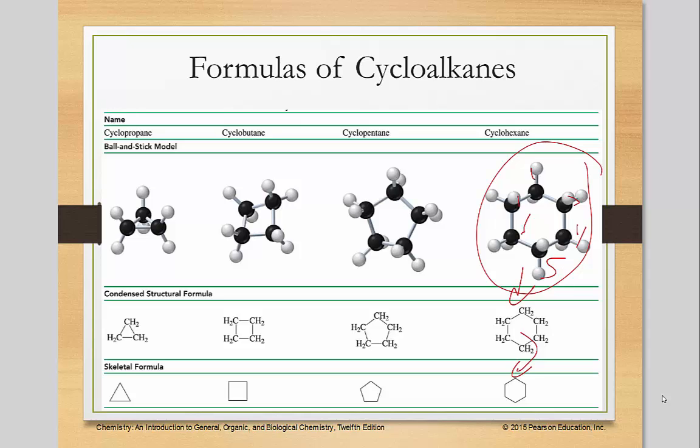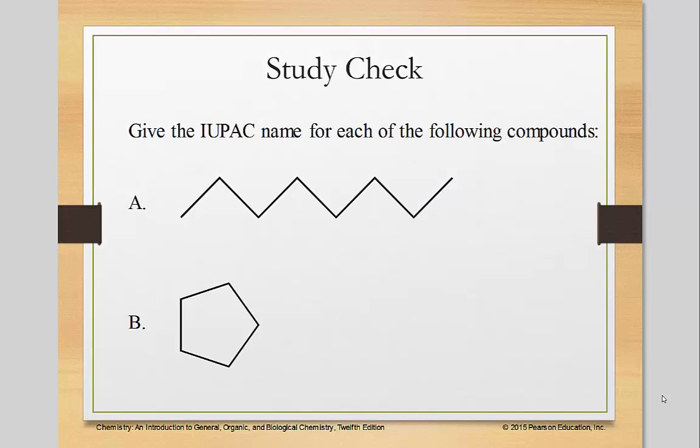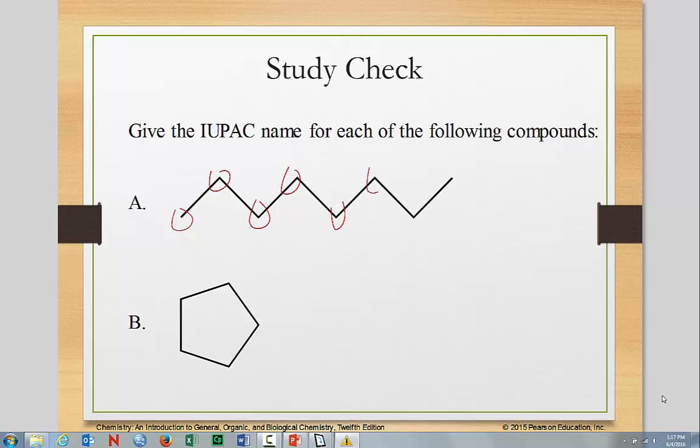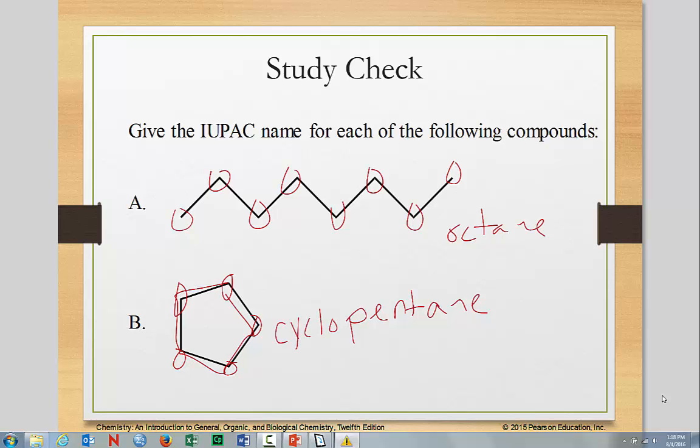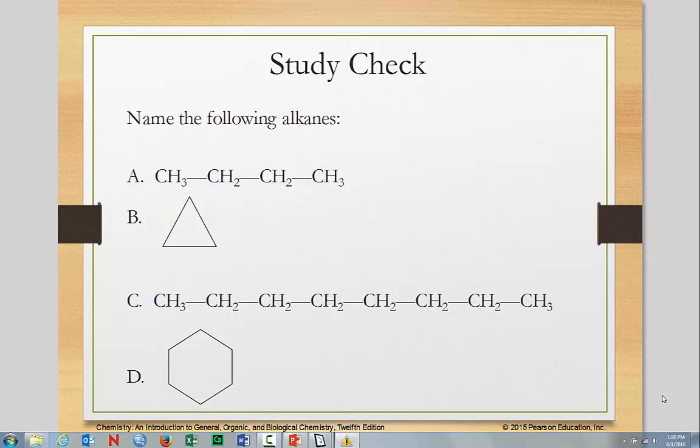So let's do a review of just naming. IUPAC of these. 1, 2, 3, 4, 5, 6, 7, 8. 8 is oct, so it becomes octane. This is a pentagon. So we have pentane here because there's 5 carbons. 1, 2, 3, 4, 5. It's cyclo because they're all connected. One last screen. 1, 2, 3, 4. 4 is but, so it becomes butane. 1, 2, 3 is prop, so it becomes propane. Because they're all connected, it's cyclopropane.